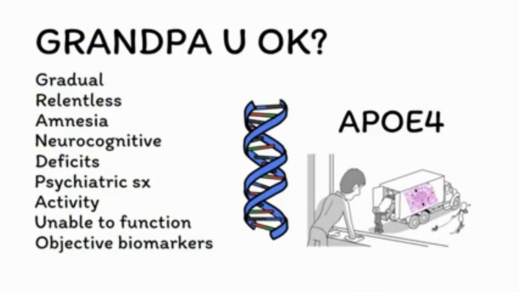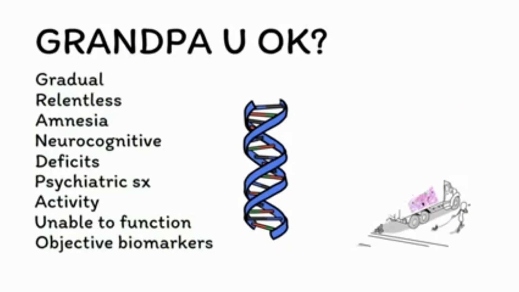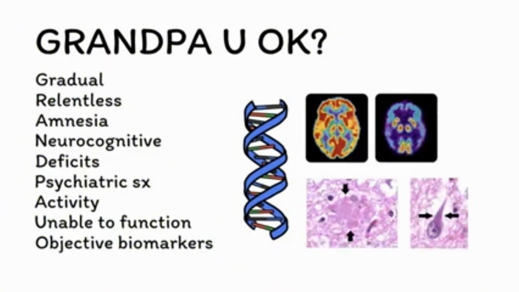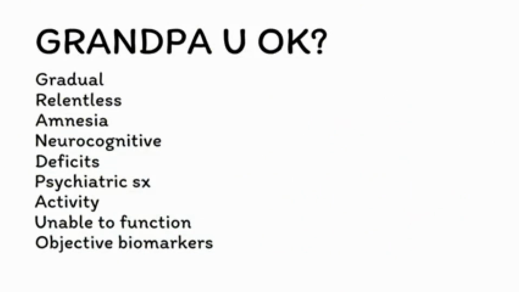The APOE4 gene is the largest risk factor for developing Alzheimer's disease aside from age, with people having one copy being at 3 times the risk of developing it, and people having 2 copies being at 15 times the risk compared to people with no copies of this gene. All in all, these structural, functional, pathologic, and genetic biomarkers can help to provide additional diagnostic clarity when assessing cases of Alzheimer's disease. The final letter in our Grandpa You OK mnemonic is K, which stands for knowledge of illness.